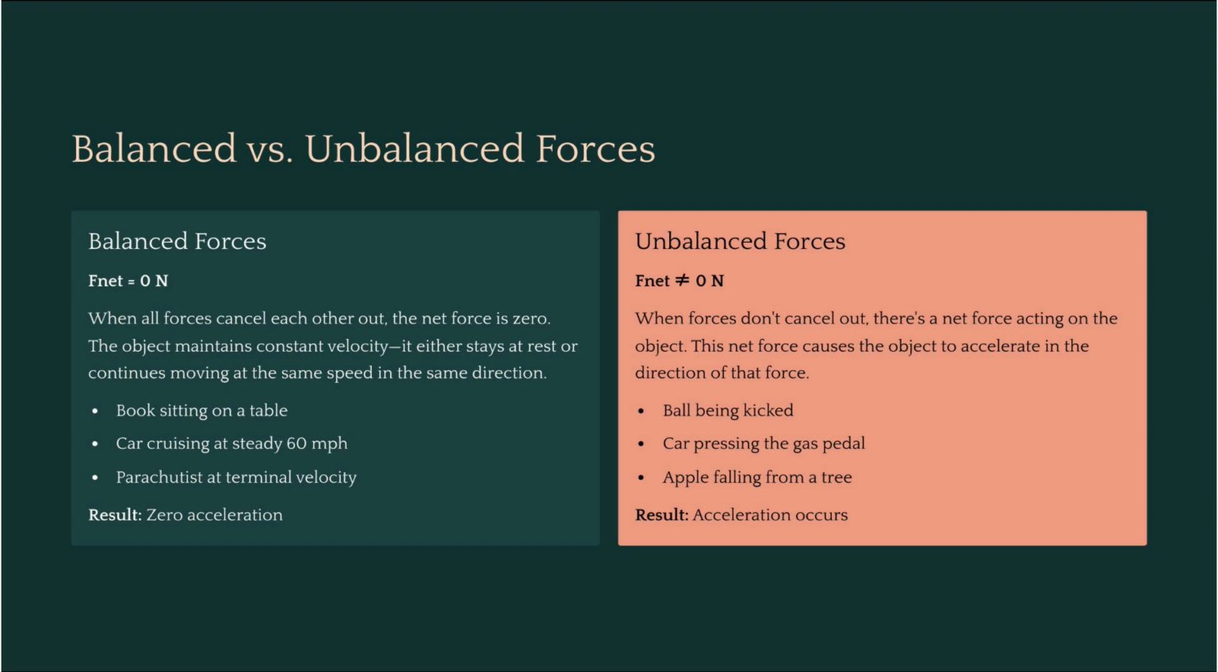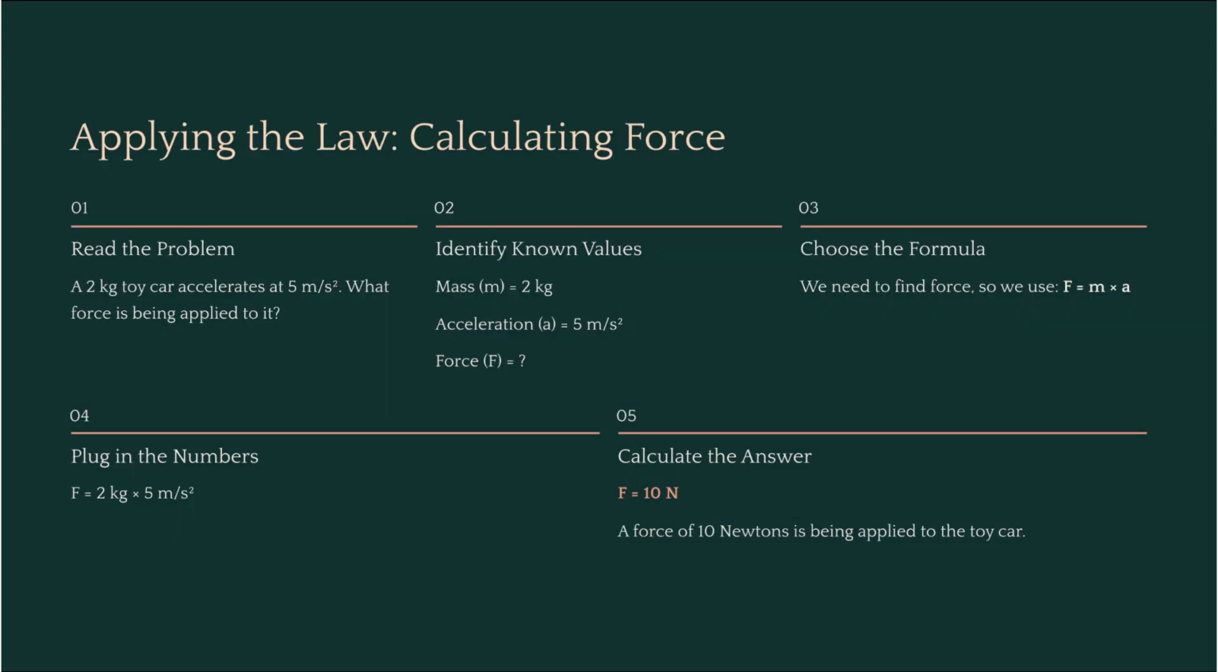Only when the forces are unbalanced and the net force is not zero will the object accelerate in the direction of that net force. Let's use the formula F equals m times a to solve for force. Say you have a 2-kilogram toy car and you want it to accelerate at 5 meters per second squared. How much force do you need? You simply multiply the mass by the acceleration. 2 kilograms times 5 meters per second squared. The answer is 10 newtons of force.